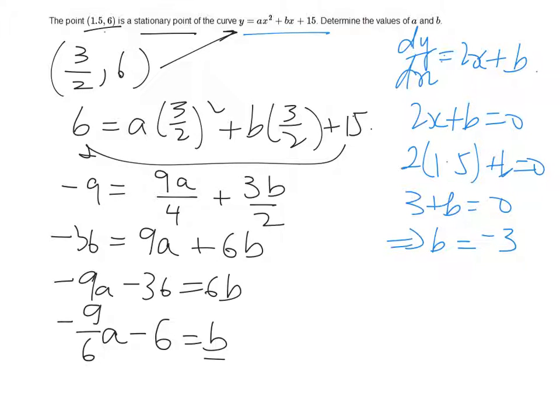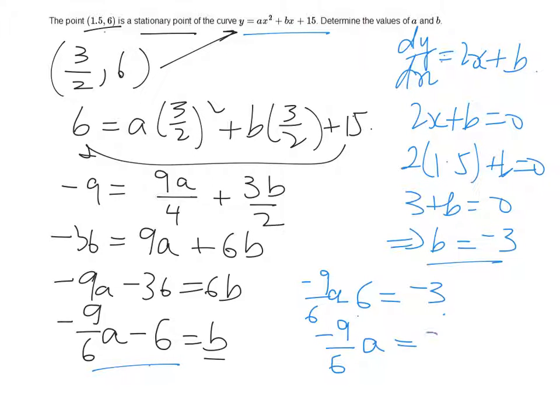So then, from there, what we can do, we can substitute this into this equation here. So we've got negative 9 over 6 A minus 6 equals negative 3. And that should be an A. So we bring this negative 6 over to the other side, make it plus 6. So then negative 9 over 6 A equals 3. Multiply both sides by 6. We end up with negative 9A equals 18, not 16. And then we divide both sides by negative 9 to get A equals negative 2.